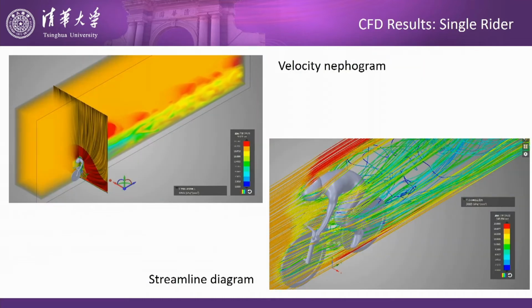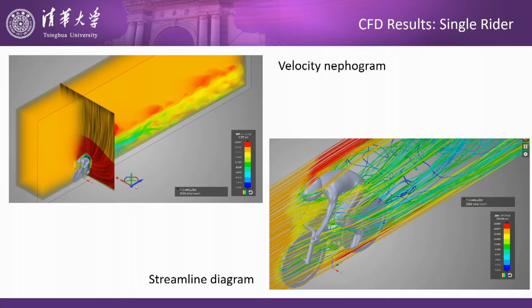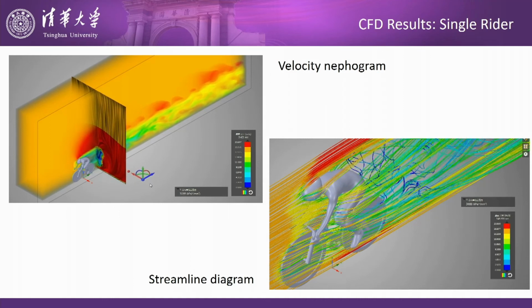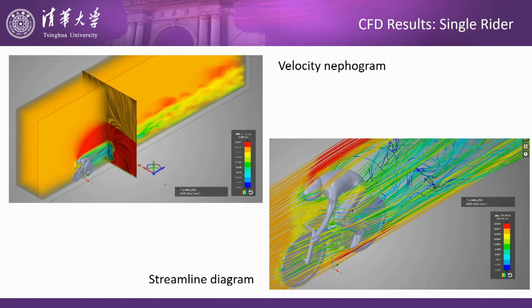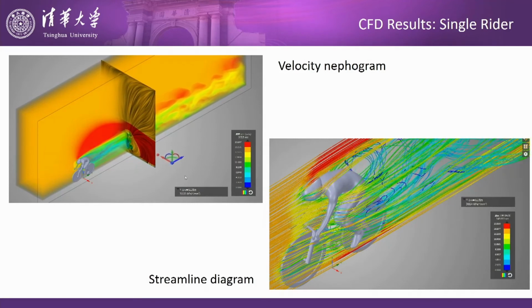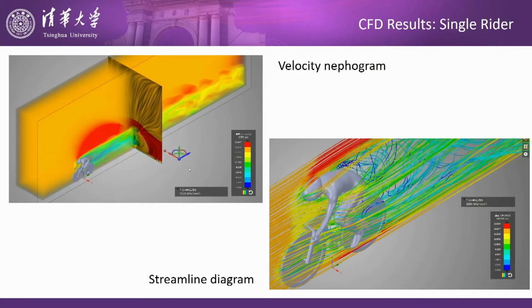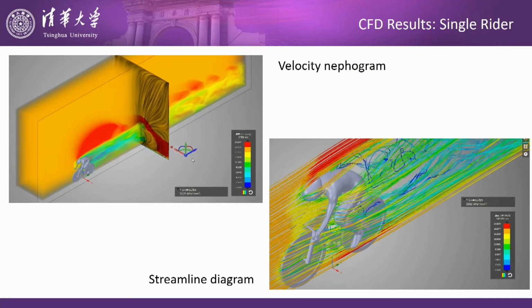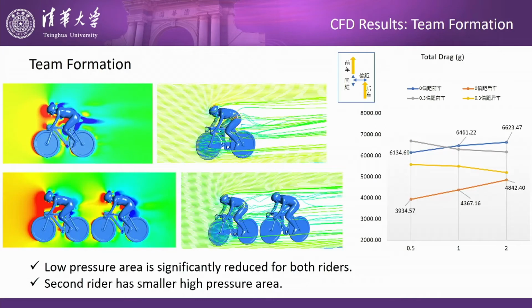Here's the velocity nephogram, and the other one is the streamline diagram. We can check the pressure, we can check the speed, we can check how the wind goes through the body. Based on this, we defined a system to describe the gesture.